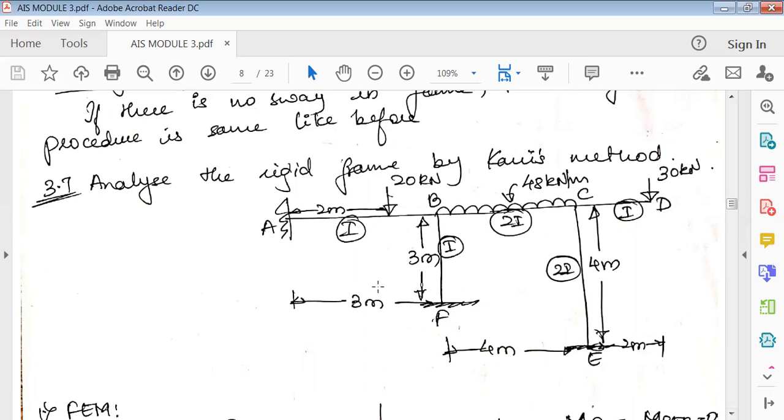Okay, so now you can see here, just by seeing the frame you can make out whether it is a sway or non-sway. Even if the complete frame wants to sway, it doesn't sway because this is a fixed support here, so that will restrain the sway movement and will stop it from swaying either to the left or to the right. So this is a non-sway frame.